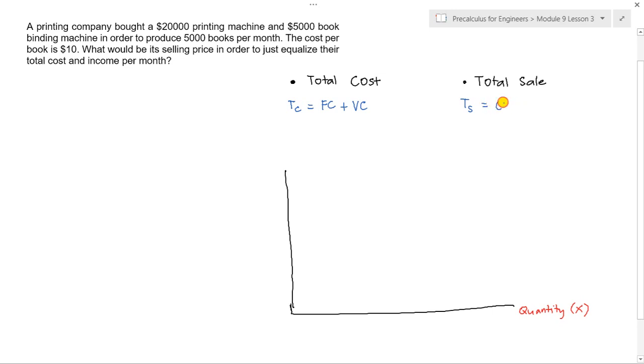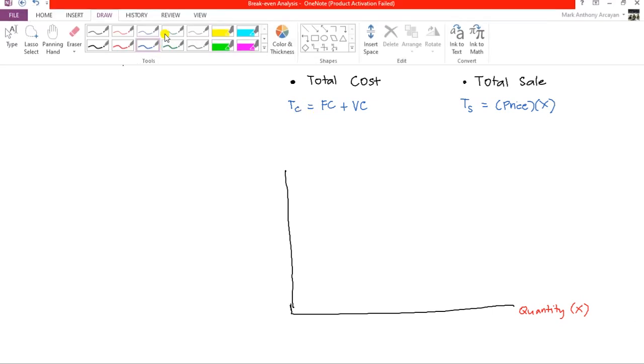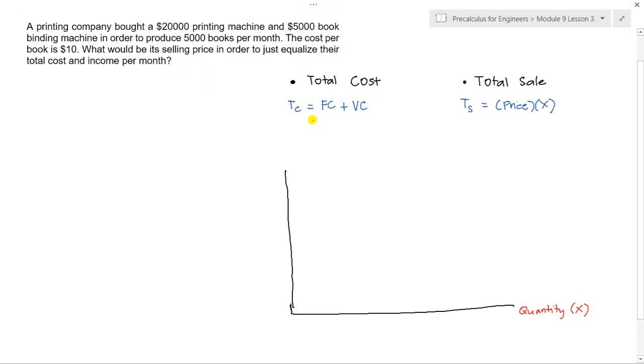Let's say price multiplied by the number of quantity, the number you sold. For total cost also, we can express this in terms of quantity. So total cost is equal to, of course, fixed cost. It's a constant value since it's fixed, fixed cost plus.